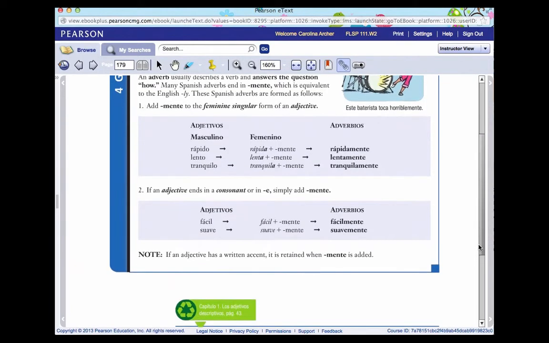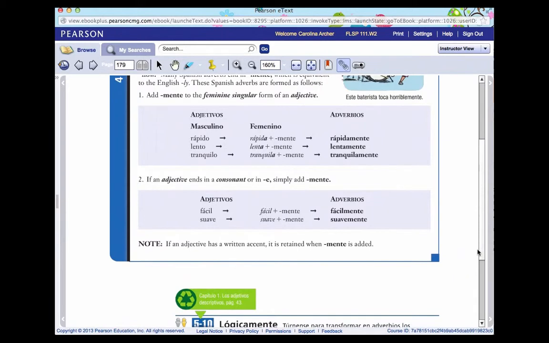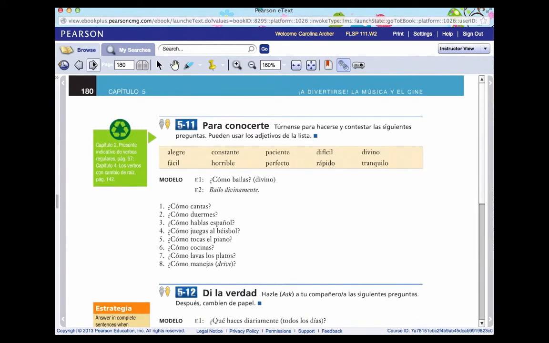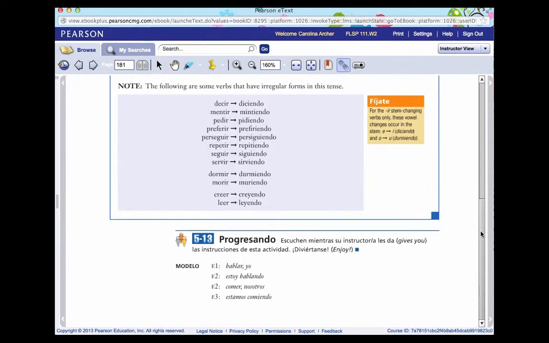Now there are adjectives that have the same form for feminine and masculine. Those are the adjectives that end in a consonant or in an E. Okay, so for example, fácil and suave. In these adjectives, you just add the ending mente. You don't have to do anything to them. Okay, so fácil, just add the ending. Fácil plus mente, fácilmente. Suave, suave plus mente, suavemente. Okay, muy bien. If an adjective has a written accent, it will be retained when we add the ending mente. Okay, muy bien. So do your activities with adverbs, and we are going to start.